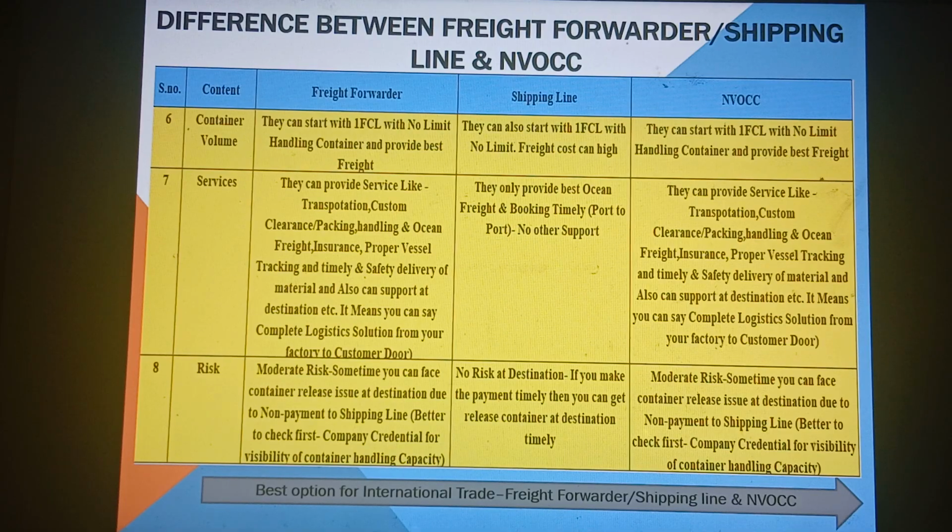NVOCC is the same as a freight forwarder. You can start with one FCL, no limit on handling containers, and they provide the best freight also. Seven is services.